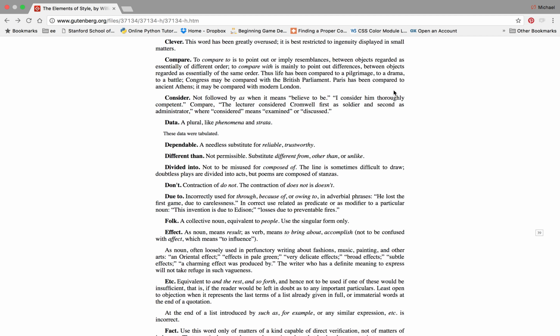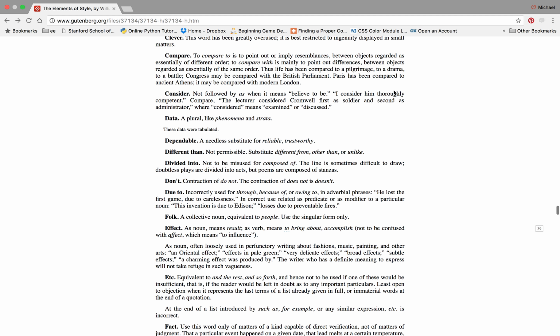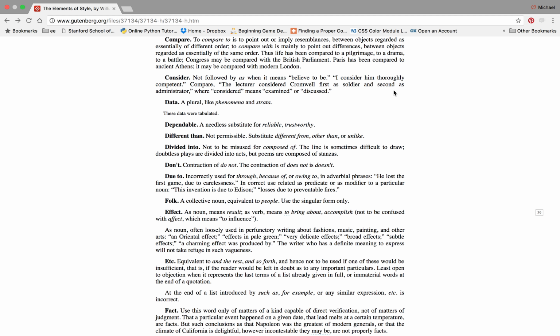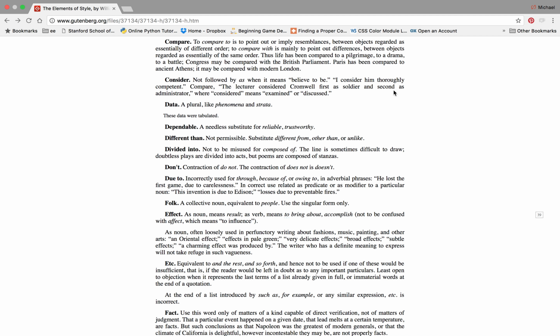Again, I'm trying to connect the elements of style with regards to academic writing in general. But just in terms of writing and communication, you don't want to overuse the word clever. You want to use it when it fits, when a method to solve a problem is indeed clever. And usually it is smallish matters, like a clever way to fix a wobbly desk.